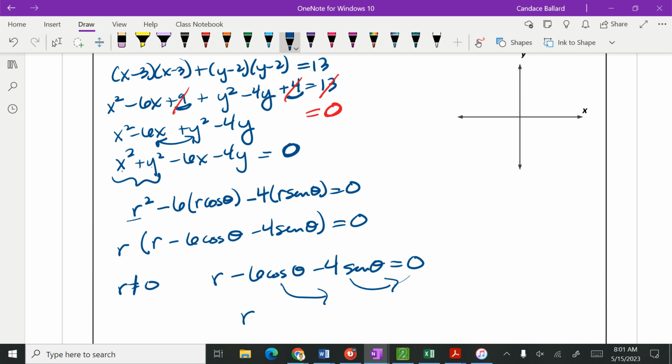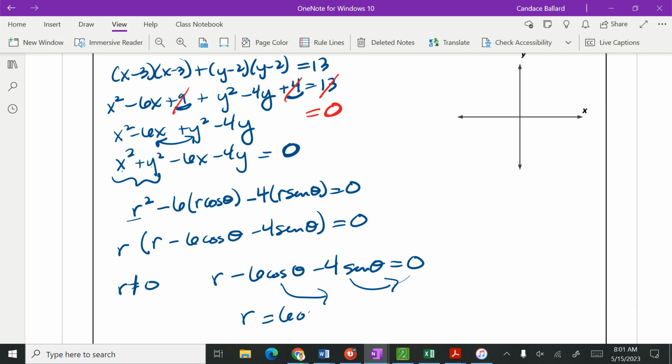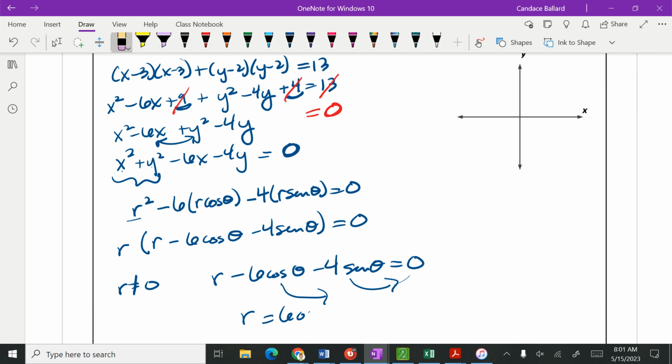Not dividing. I'm adding. Okay, good. So we're going to have r equals 6 cosine theta. Sorry, I wrote an O instead of what I wanted to write.